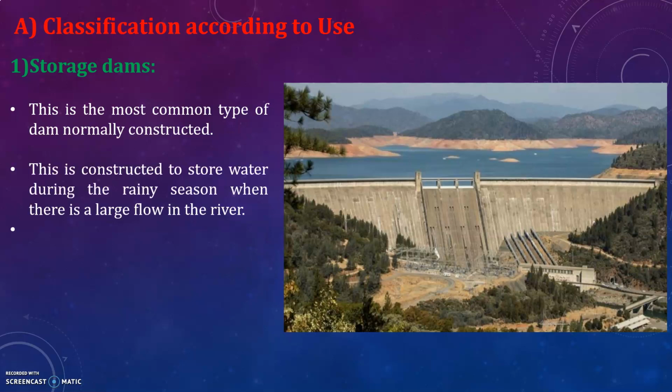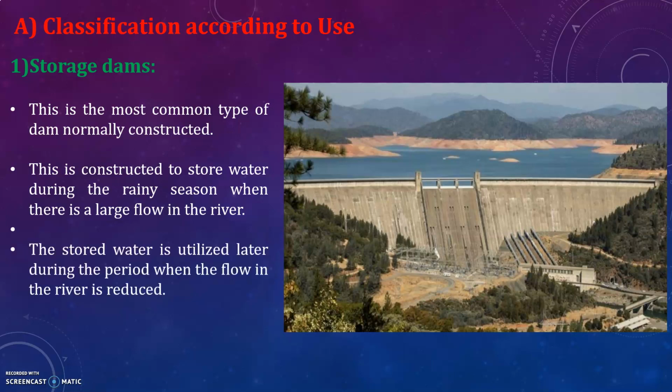A storage dam is constructed to impound water on its upstream side during periods of excess supply in the river, that is during rainy season, and is used in periods of deficient supply. Behind such a dam, a reservoir or lake is formed.